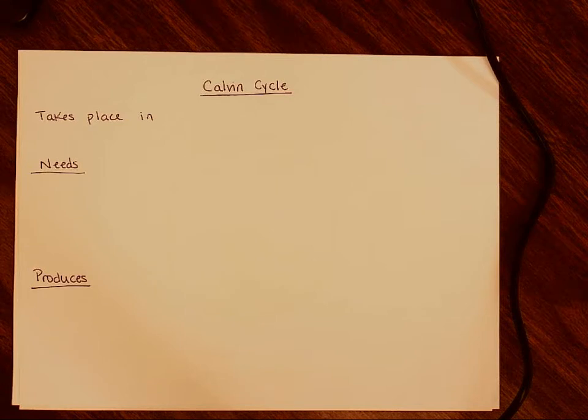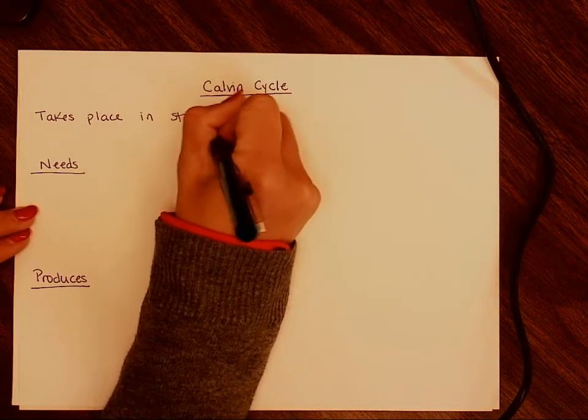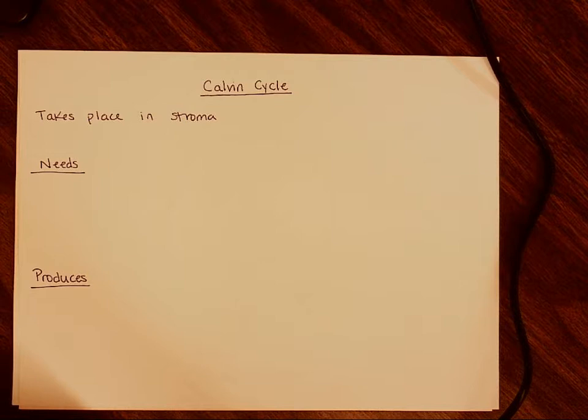Calvin cycle is the second part of photosynthesis, and it is going to take place in the stroma of the chloroplast. Now, the stroma is the aqueous mixture that is going to surround the thylakoids, which are those stacks of discs inside that are going to allow the light reactions to take place.